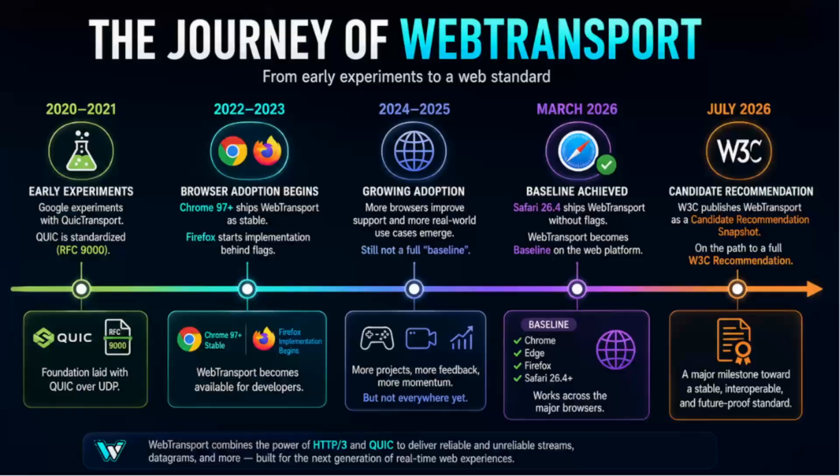So what is the journey of WebTransport? Well, it started in 2020. There were early experiments from Google to experiment with QUIC transport, and so QUIC standardized and became a thing there. Then in 2022 and 2023, Chrome and Firefox started shipping it into the browser. Of course, behind a flag, but people could already play around with it and build certain stuff on it. Then in 2024 and 2025, we had growing adoption. So more browsers, improved support, and more real-world use cases emerged.